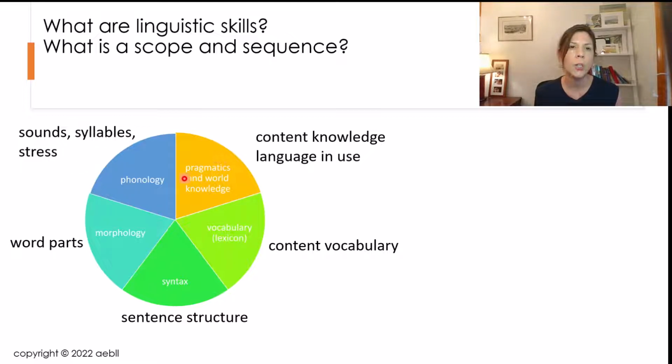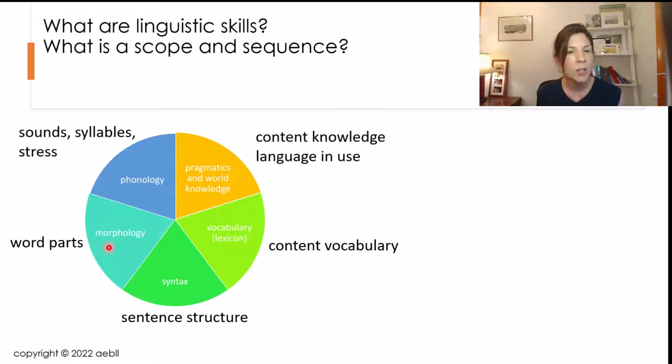I'm talking to you about pragmatics and world knowledge, which is content knowledge and language in use, how to use language appropriately in different contexts. Talking to you about content vocabulary. We also call this the lexicon. I'm also talking to you about sentence structure, our syntactic knowledge. And finally, knowledge of morphology or word parts.